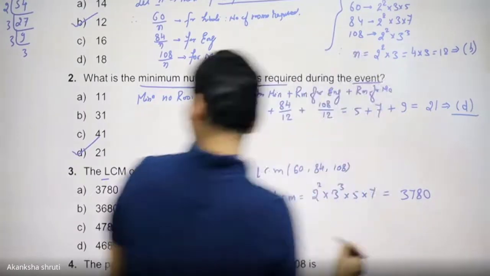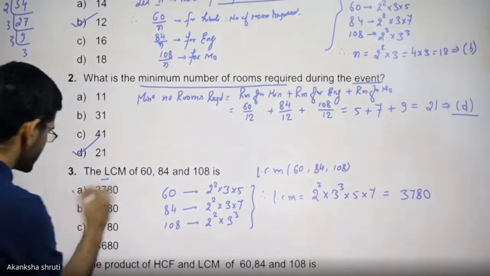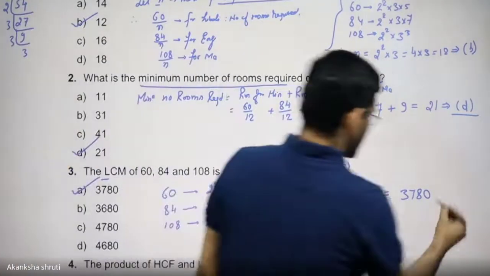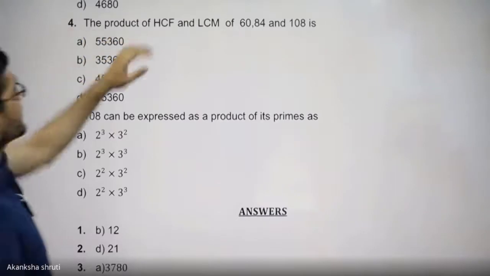3780. Whether it is matching? Yeah, 3780. Option A is correct. Let us come to question number 4.